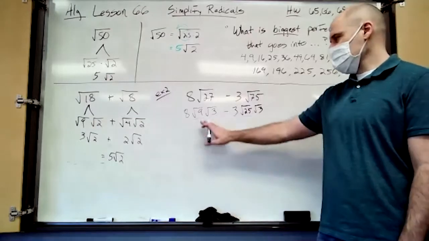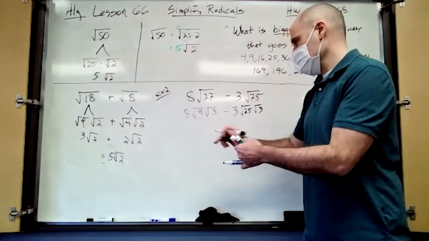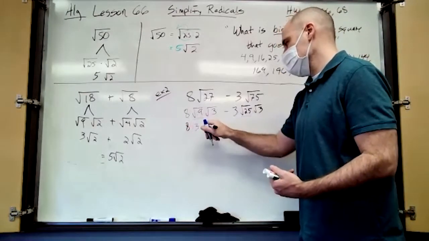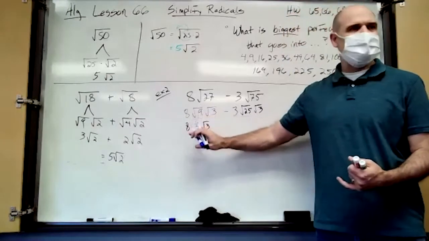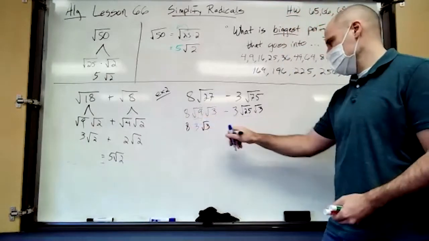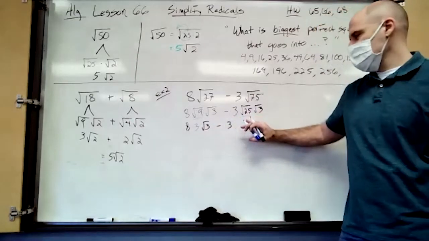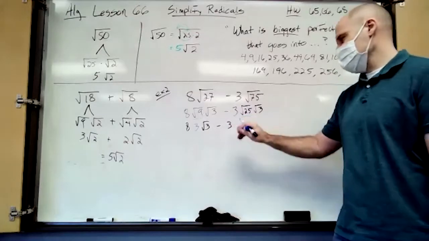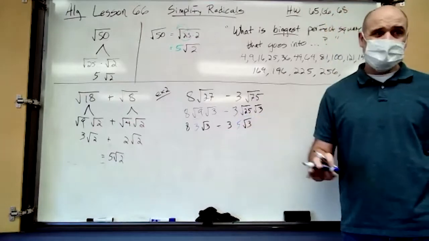Okay, so what's radical 9? 3. So this is 3 radical 8 minus 3 times radical 3... All I did was take the square root of 9. Okay, minus 3. What's this? So far, so good?